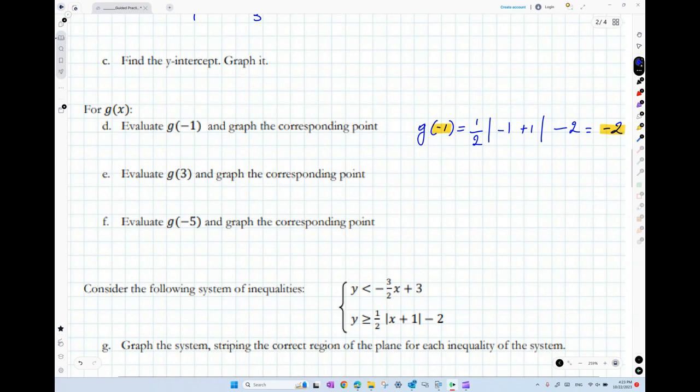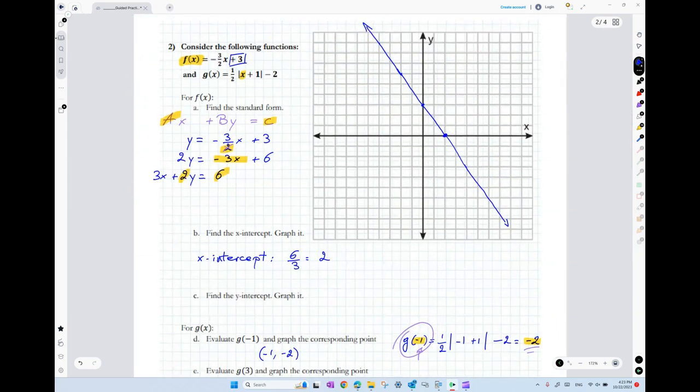In other words, when you have this here, what are you asking? You're asking what is the y value when the x value is negative 1. The answer is negative 2. That gives you this data point for g of x: negative 1, negative 2, right here.